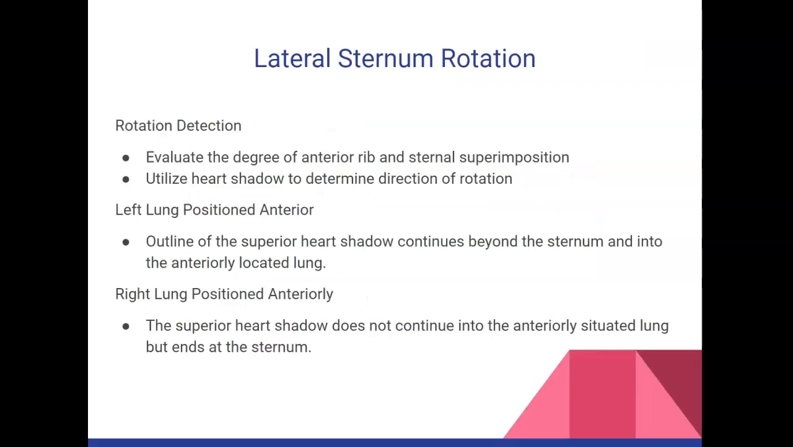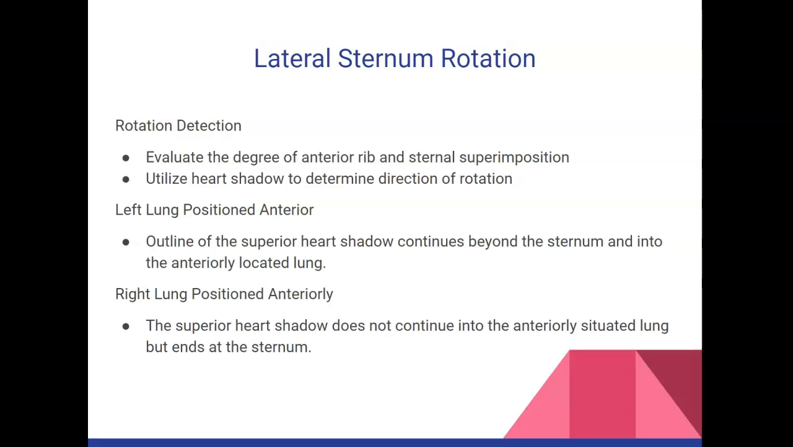So let's talk about how we determine rotation on a lateral sternum. Rotation is effectively detected on a lateral sternum projection by evaluating the degree of anterior rib and sternal superimposition. If the lateral sternum projection demonstrates rotation, the right and left anterior ribs are not superimposed, meaning one side is positioned anterior to the sternum and the other side is positioned posterior to the sternum.